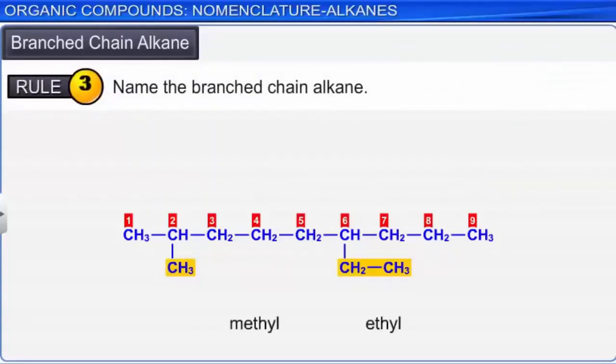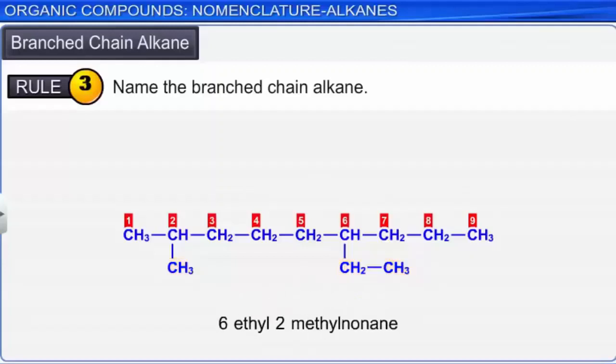The name of the alkyl group attached to the carbon atom as a branch, that is, a substituent, is given the appropriate prefix to the name of the parent alkane, and the position of the alkyl group on the parent chain is indicated by writing the appropriate number. If more than one alkyl substituent is present, then the names of alkyl groups are listed in alphabetical order.